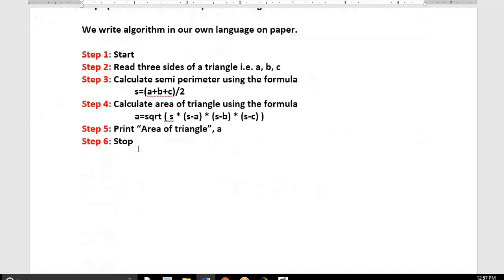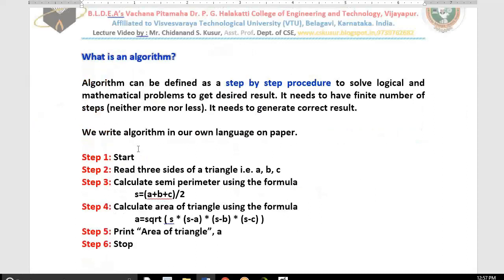Let us continue with what is an algorithm. Just only I explained you. What is an algorithm? Step by step procedure to solve a given problem to get the desired result with finite number of steps. Let us write on paper. Step number 1, start. Yes, I am going to solve it. Step number 2, how many inputs we need? Read it. Read 3 sides of a triangle, that is A, B and C.